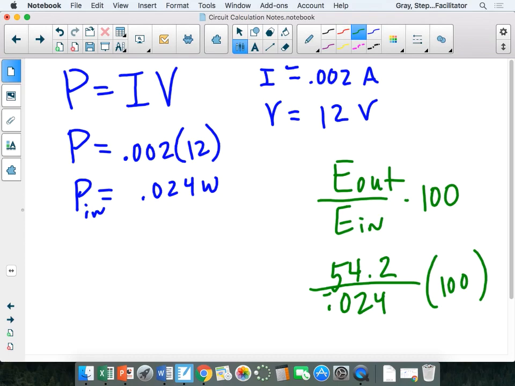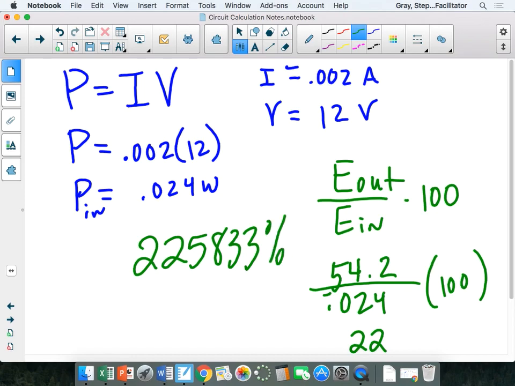You won't have one like that on the test. I didn't get a chance to multiply it by 100. It was already over. So what is it? 225,833 percent. Okay, impossible, but that's because I made it up off the top of my head.